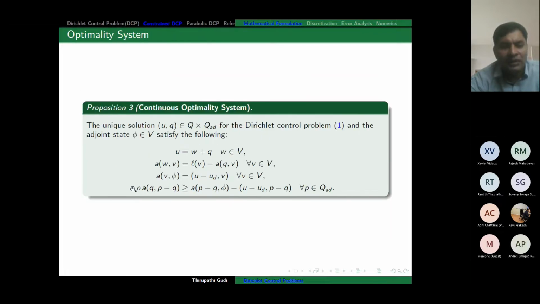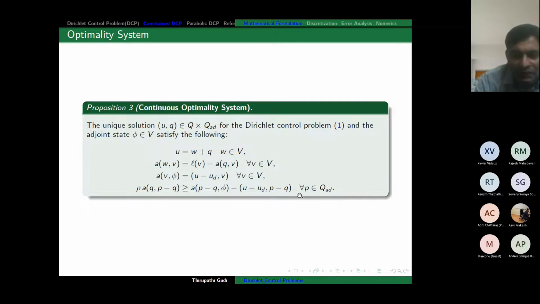We see that what is actually the control. The last equation is telling us that this holds for all p in Q. These are H1 functions having some constraints on the part of the boundary Gamma C.